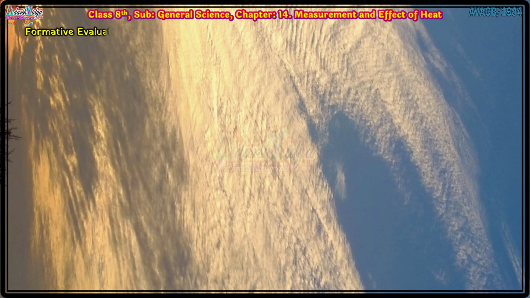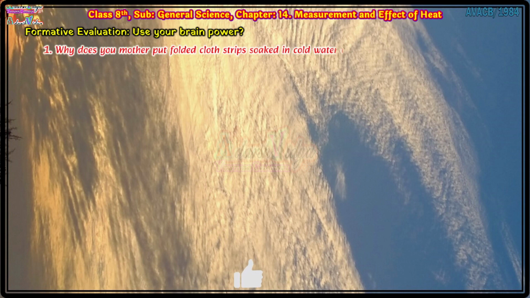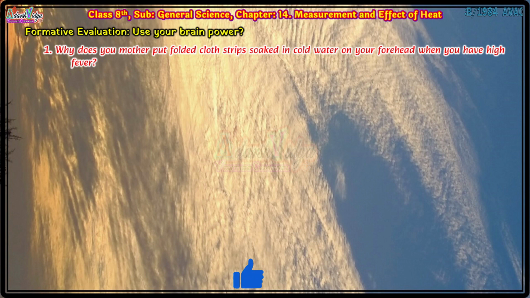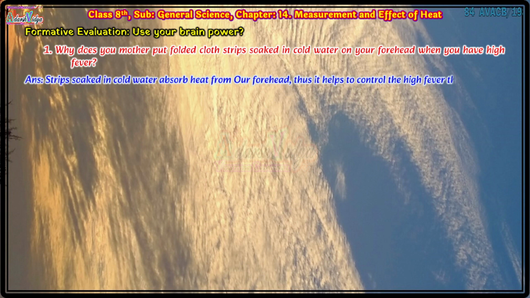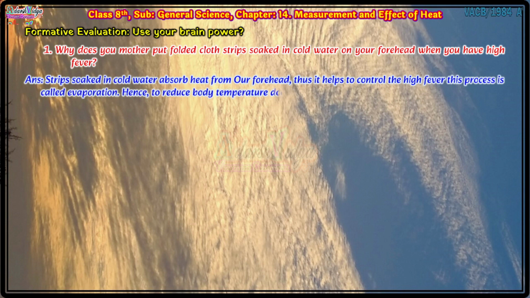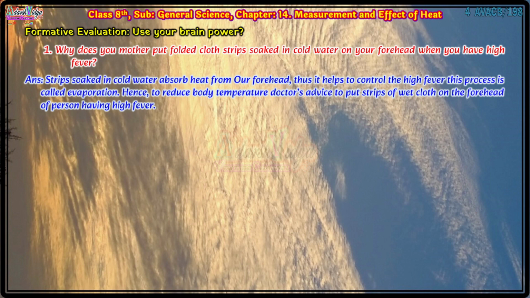Now another formative evaluation is: use your brain power. First question. Why does your mother put folded cloth strips soaked in cold water on your forehead when you have a high fever? Answer is: strips soaked in cold water absorb heat from our forehead, thus it helps to control the high fever. This process is called evaporation.